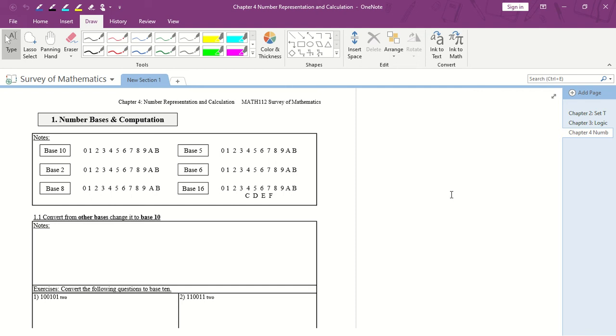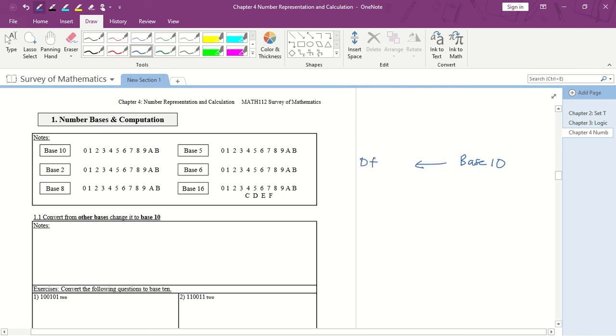Today we'll be just focusing on knowing what number bases are, and we'll try to learn how to convert from base 10 to other number bases. And of course, we also learn how to convert from other number bases to base 10. So don't be amazed, but let's try to learn about it.